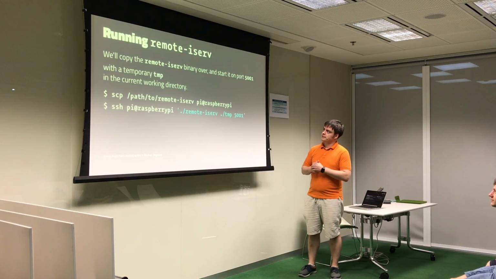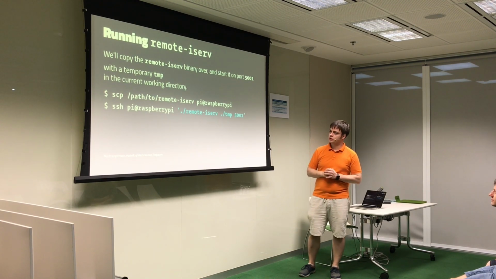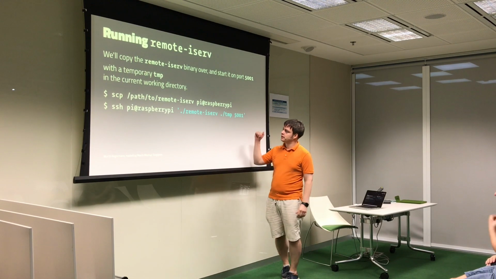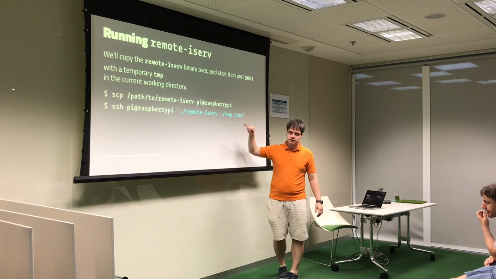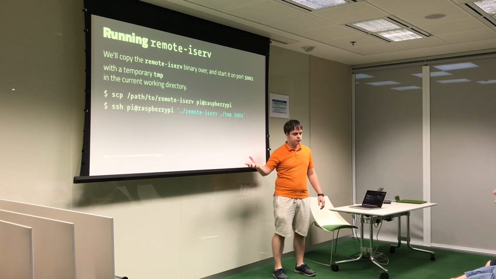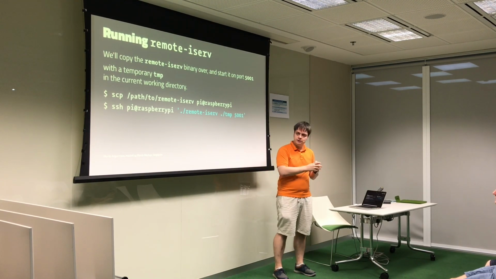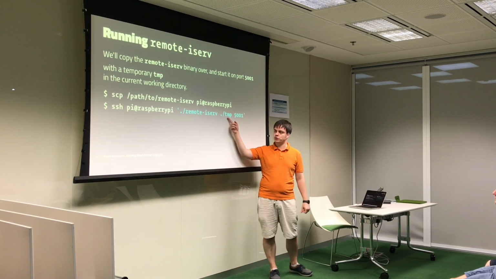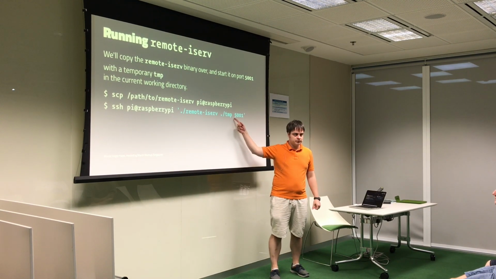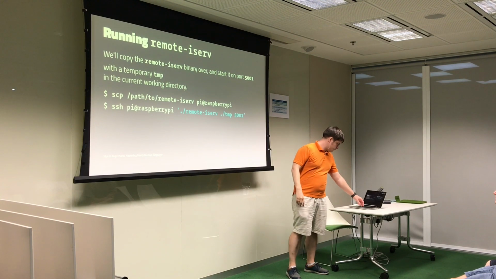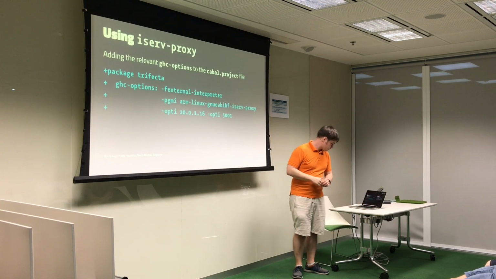Now, how do you run this? Pretty trivial. You just copy it to your Raspberry Pi, and then just invoke it, and it takes basically a path where it stores temporary files. So whenever it needs to load a library, it basically asks the iserv-proxy, and any file that it sends is then stored somewhere under tmp. And the port I use here is 5001.